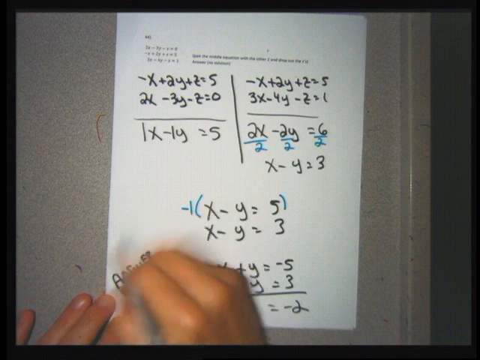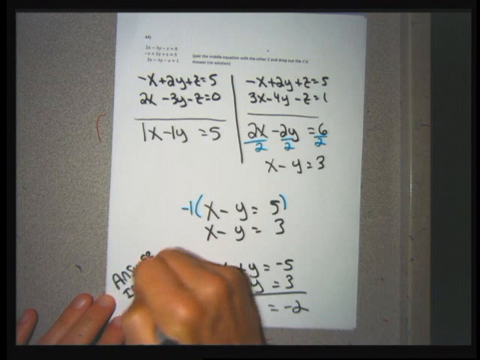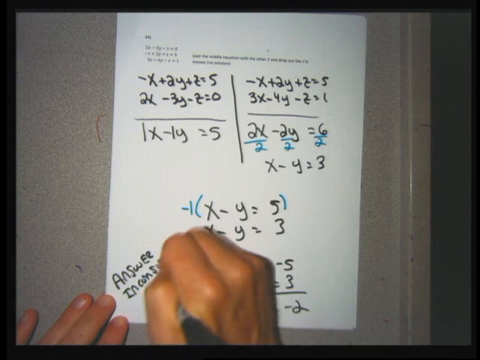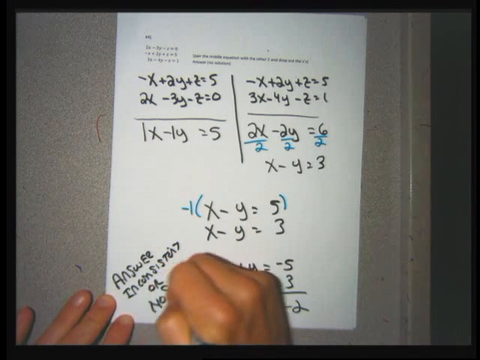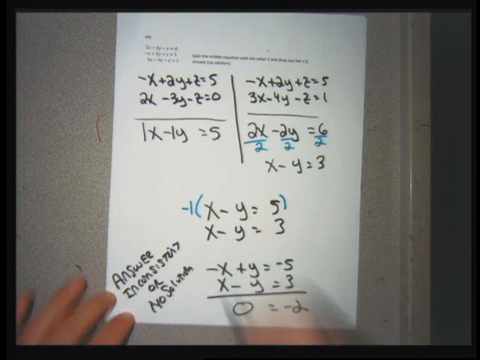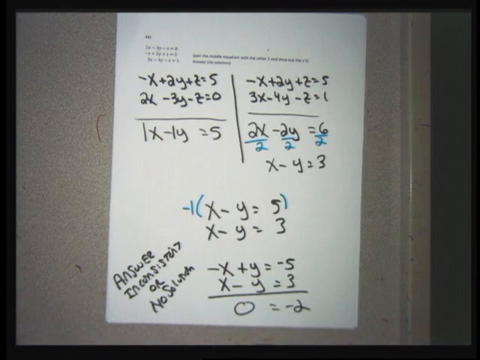So the answer to 44, you can say the word inconsistent. That's an elegant way of saying that there's no solution. Or you can say there's no solution. Once we get to the point where all the letters drop out, if I'm left with a false statement, like 0 equal to negative 2, I'm done. Same thing is going to happen in 46, or something similar is going to happen in 46, meaning the letters are going to drop out and I'm going to be left with a false statement.